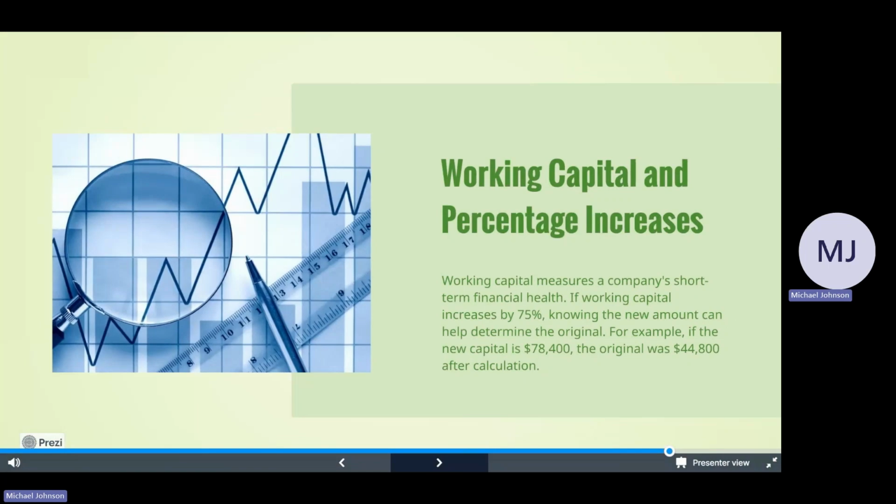Working capital measures a company's short-term financial health. If working capital increases by 75%, knowing the new amount can help determine the original. For example, if the new capital is 78,400, the original was 44,800 after calculation. So you would do 44,800 times 1.75 equals 78,400.